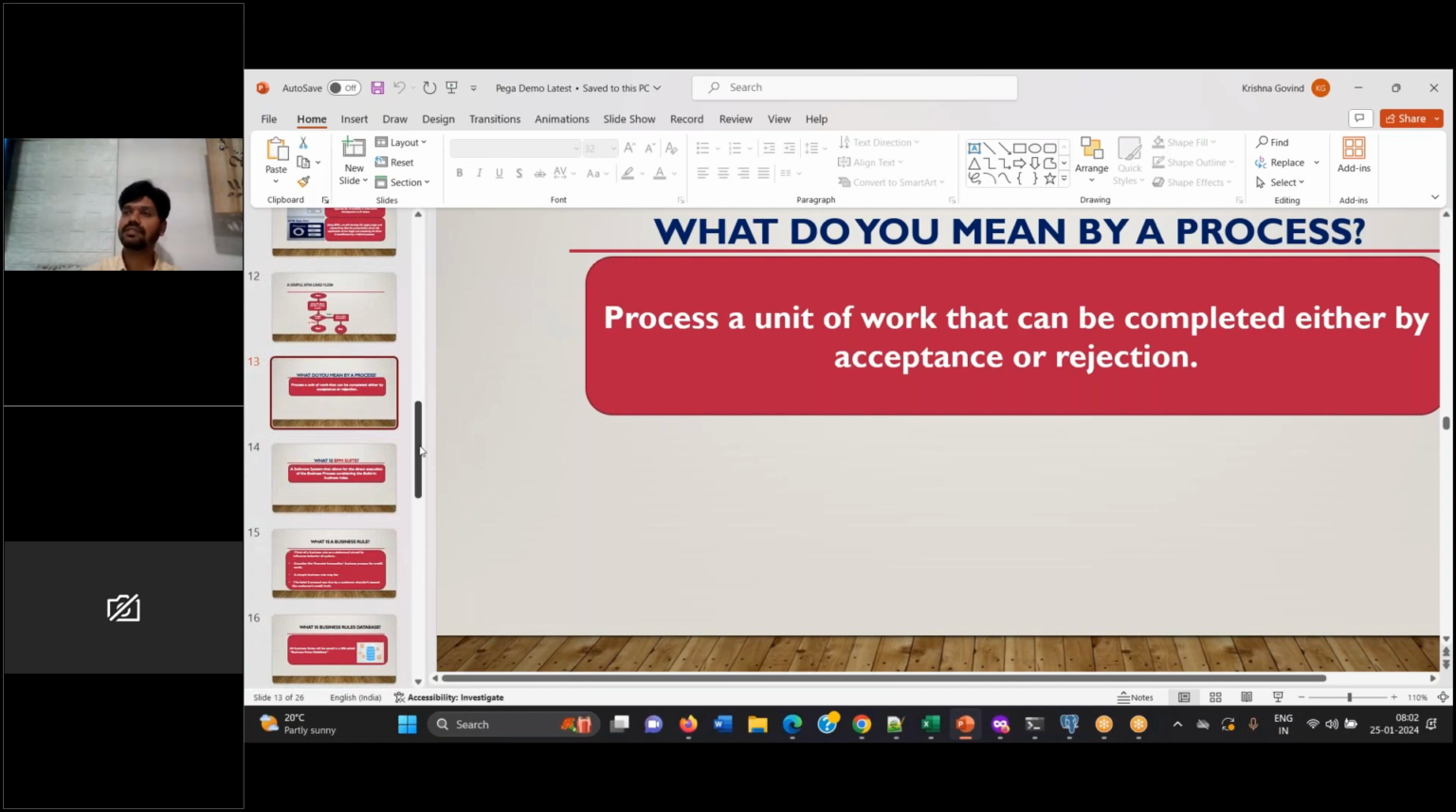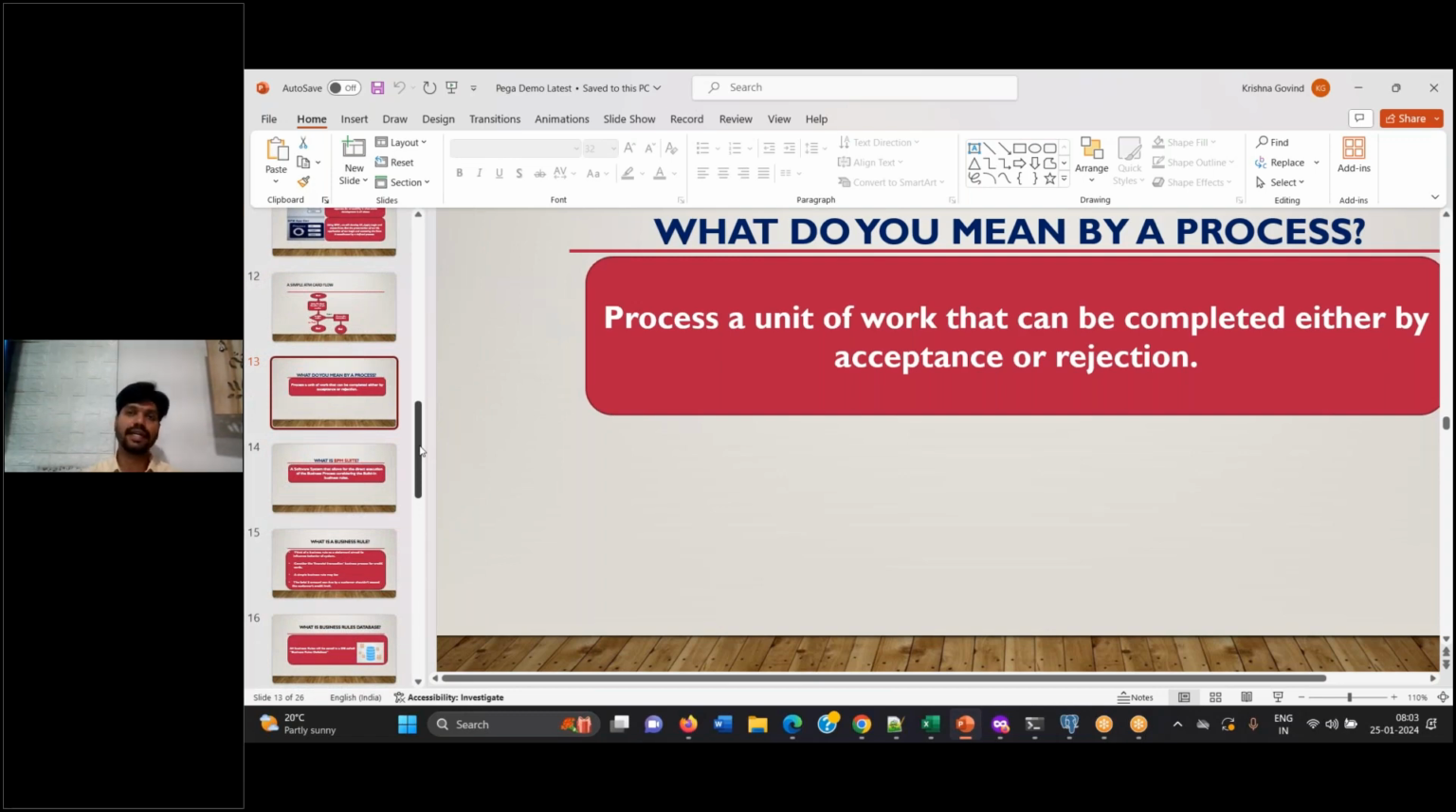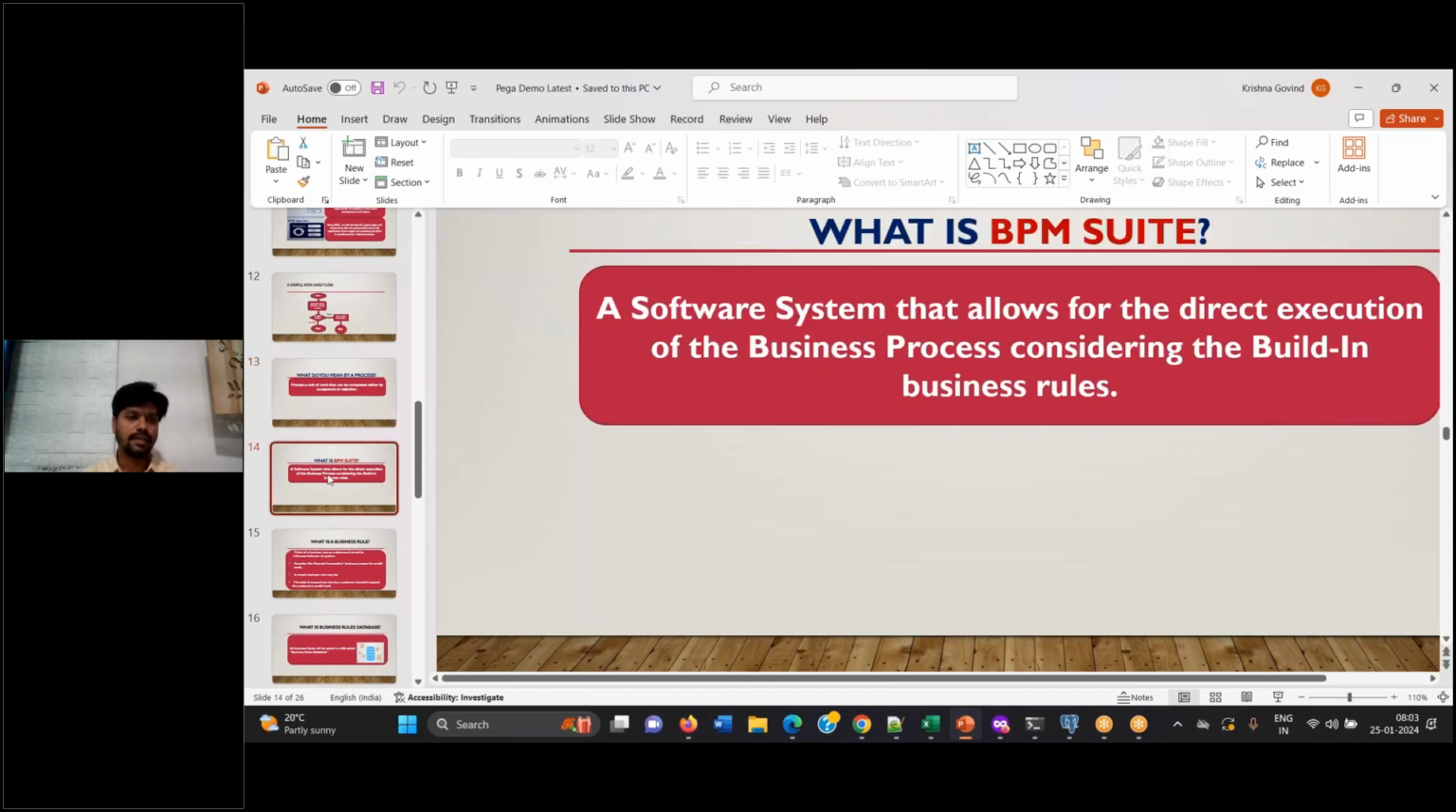So last class we discussed that BPM is a unified platform where it facilitates you to do the tasks in your project development, starting from requirement phase to complete reporting phase. All the phases you can do on a single platform, and you can design your transaction model like a flow diagram. And the flow diagram is also called as process. Process is a unit of work that can be completed either by acceptance or rejection. Okay, so here you go now.